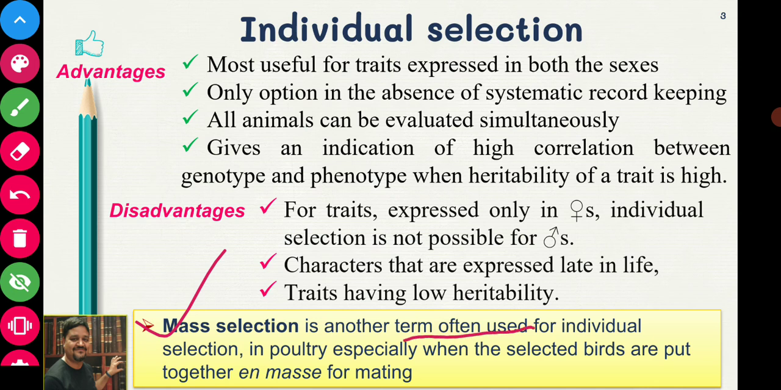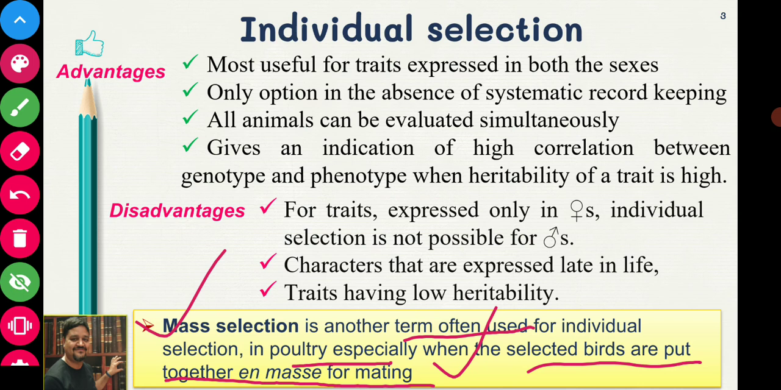Why is there a need for a different term? Because in poultry, and even in insects like Drosophila, since I am associated with animal breeding, I will tell you that in poultry, especially, the selected birds are put together en masse for mating. In large animals we do individual selection, picking one or two animals individually.